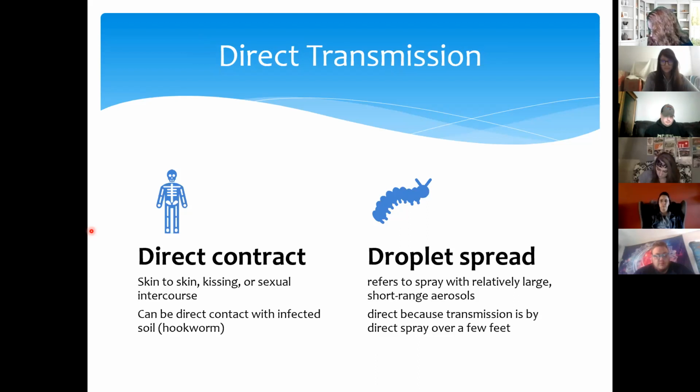And then droplet spread, which is where we are going to see as RTs the most infections. So that's a spray of relatively large or short range aerosols. For those of you who have kids or who have worked with kids or been around kids, you know, it's lovely when they sneeze right in your face. That would be an example of droplet spread.